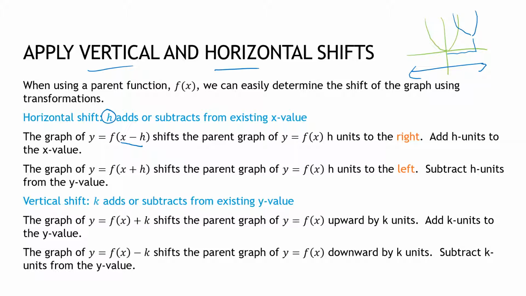Keep in mind that because I have x minus h, if h is positive, it's going to look negative in my function, and if h is negative, then it's like f of x minus a negative value, so it ends up looking like a plus. Whereas with k, notice if k is positive, it's going to be plus. If k is negative, it's going to be minus. h adds or subtracts from the existing x value, so h is going to move it right or left, whereas k is going to move it up or down.